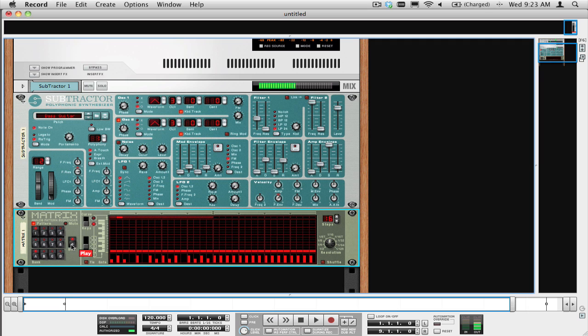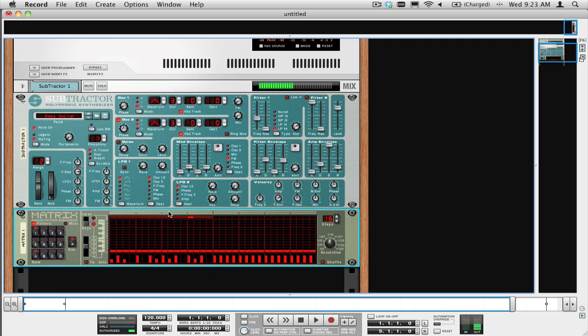Now press Run on the Matrix. If you watch the screen, you can hear that the Subtractor plays a note when it hits a step where the gate trigger is enabled or a level is up, and does not play a note where there is a blank gate step.